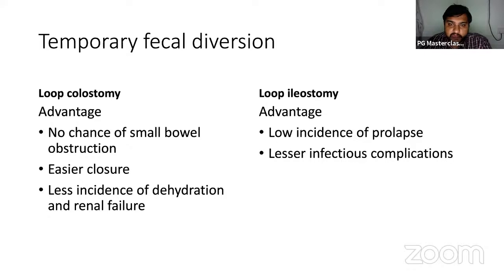Usually for temporary fecal diversion, loop colostomy is a better option and it is more usually done as it is associated with fewer chances of dehydration and renal failure.